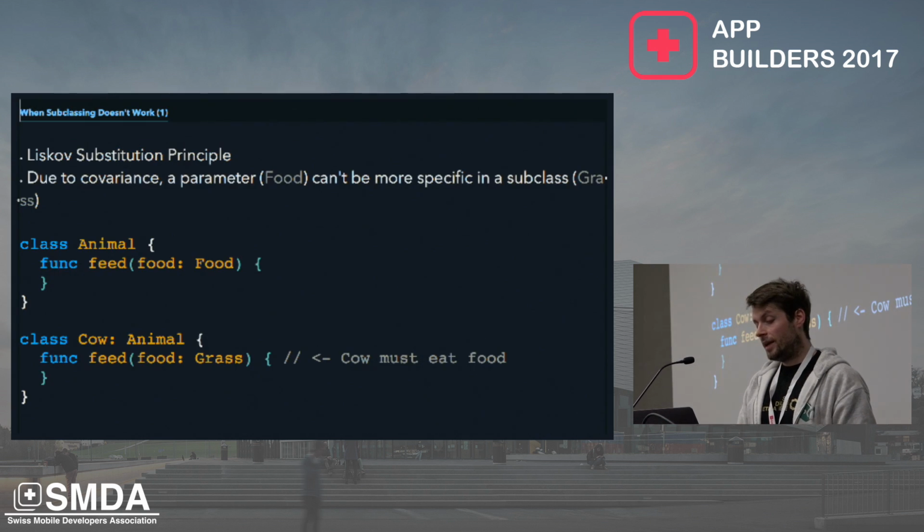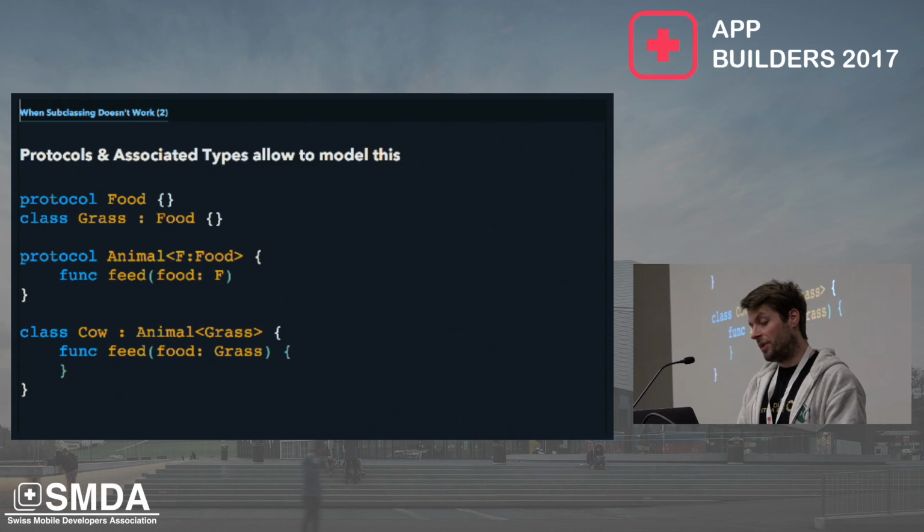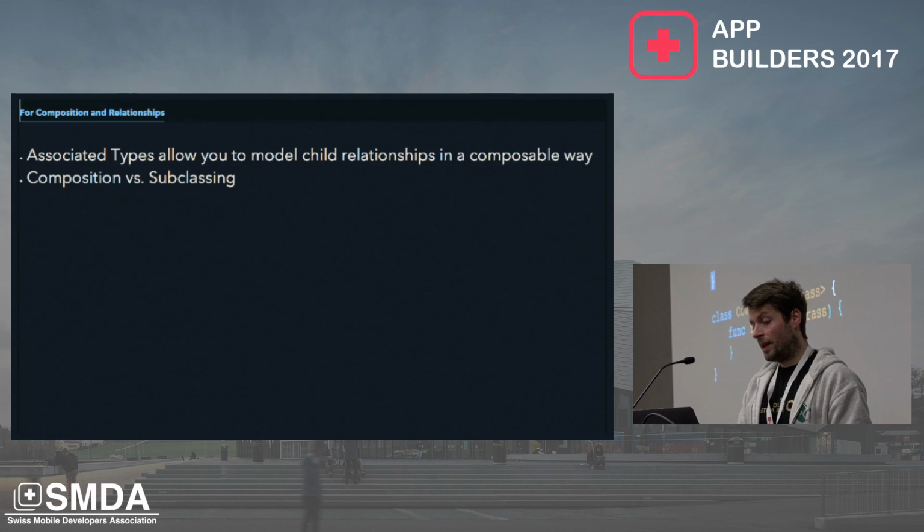Another one is that some of you or most of you probably know the Liskov substitution principle, which basically says that you can't use in a subclass a more specific type than in the superclass. So in this case, we have an animal which has a food, and we have a cow which is an animal, but it's being fed with grass, and this doesn't work. And you can do that with associated types because you can define an associated type called Food, and then you can easily say this is a cow, and this cow is an animal, and it takes grass, while another animal takes something else, which is of type Food.